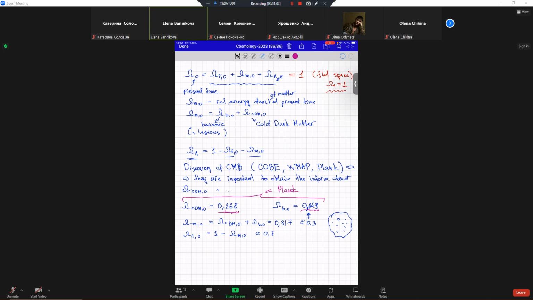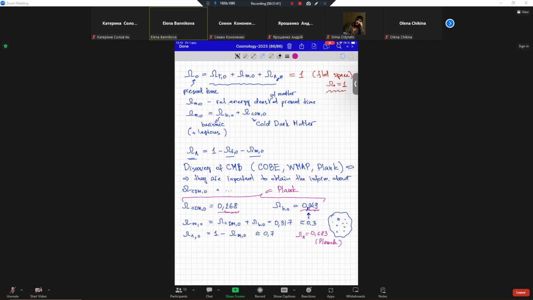So, okay, I will put here omega lambda, a much more precise value: 0.63. So this is also Planck. Okay, this is the budget.